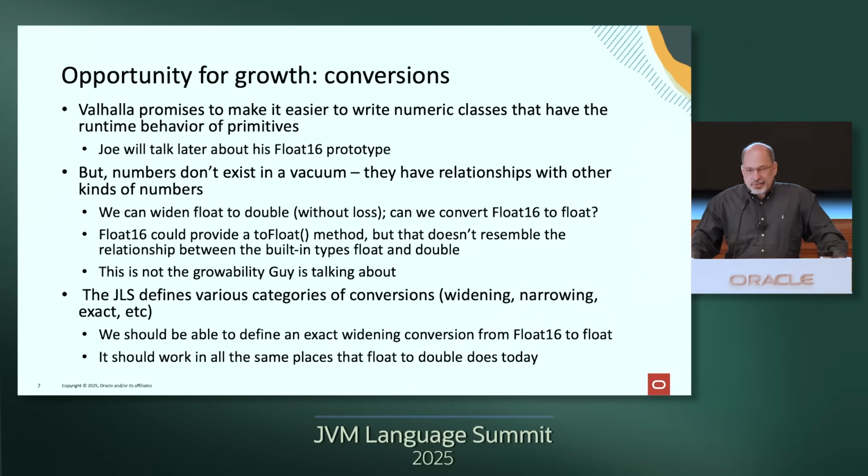So in the JLS, in chapter 5, there's a whole extensive section on conversions, different kinds of conversions, widening, narrowing, boxing, et cetera, and different contexts in which we were willing to do different kinds of conversions, assignment, casting, method invocation. And in the language of JLS chapter 5, it should be easy to define an exact widening conversion from float 16 to float. And wouldn't it be nice if all the other places that the language says you can use an exact widening conversion here just automatically applied? That would be cool.